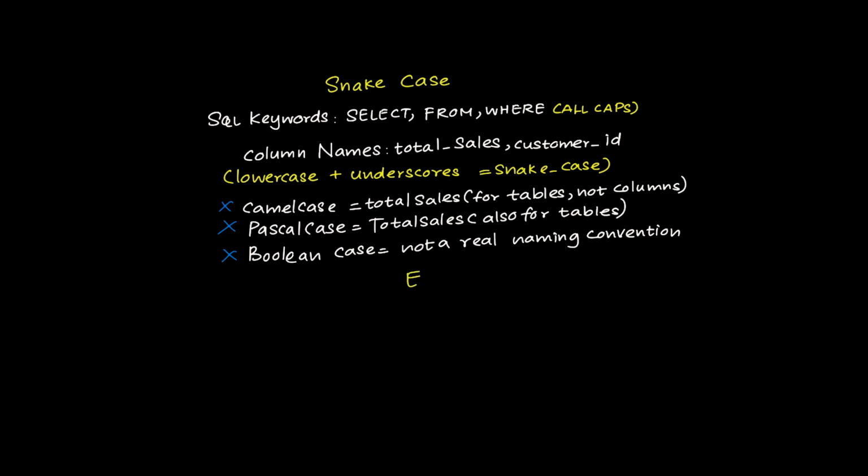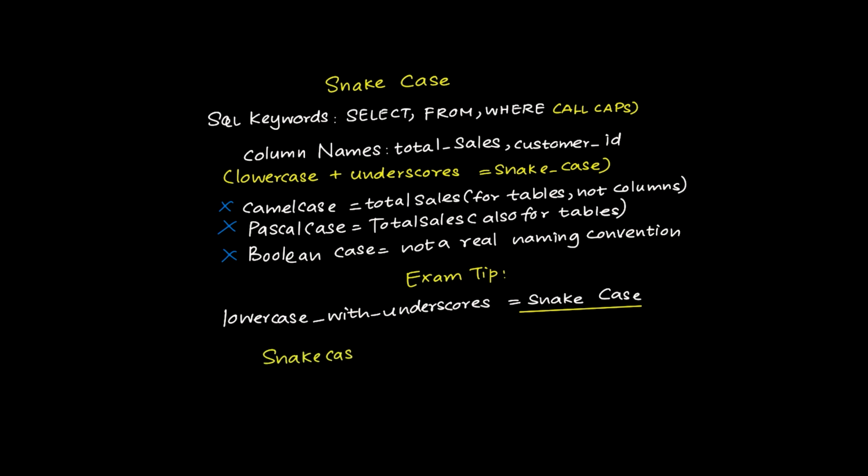Here's a WGU D467 exam tip for you. Lowercase with underscores between words means snake case. On the exam, if column names look like this underscore format, pick snake case. Quick recall hook: snake case equals slithers with underscores.